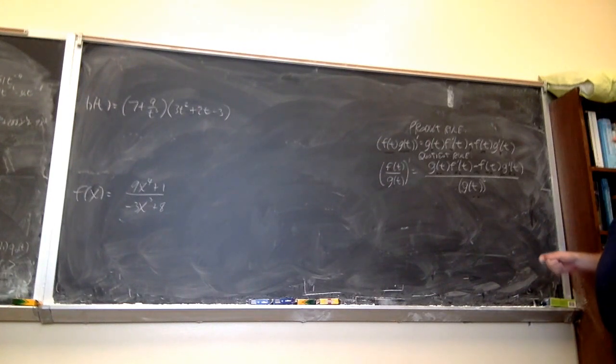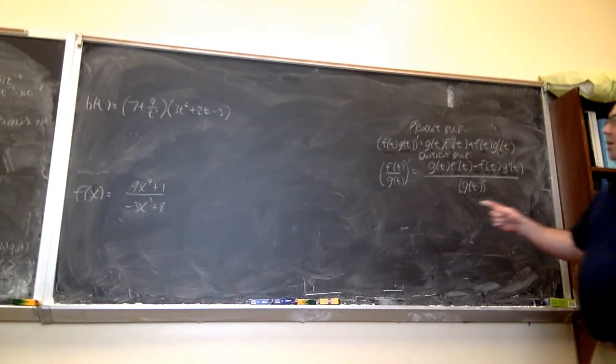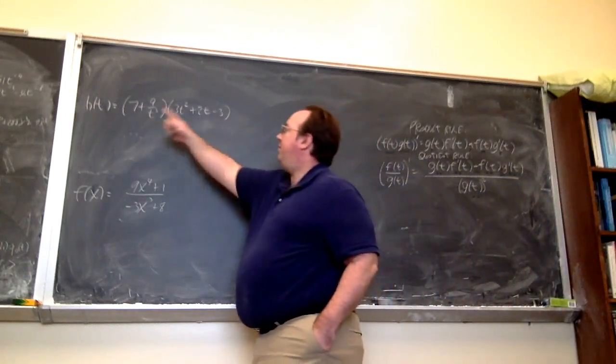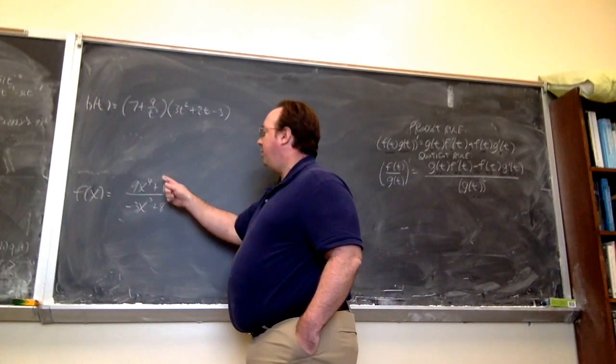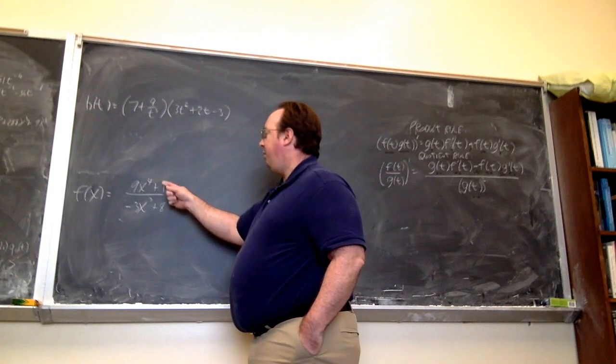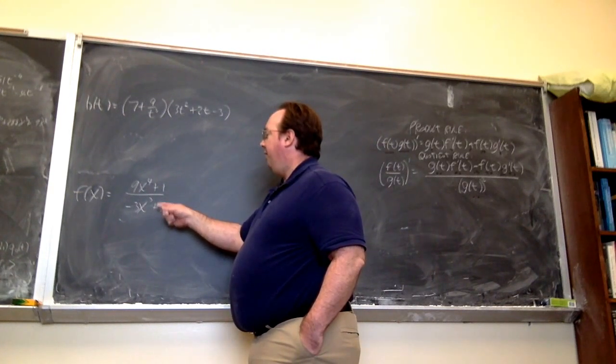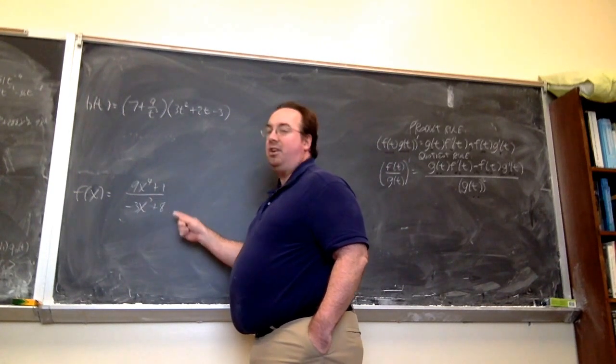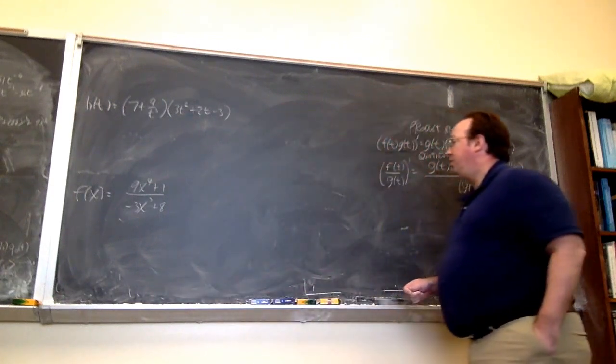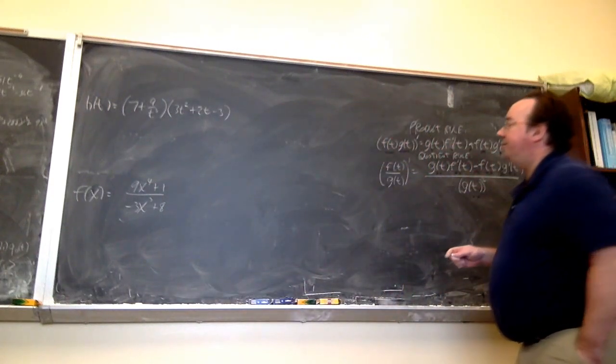So I'm going to use the product rule on this function right here, because this is a product of two functions. Then here we have a quotient of two functions, and since both the numerator and denominator are polynomials, this is a rational function, so we need the quotient rule to compute its derivative.